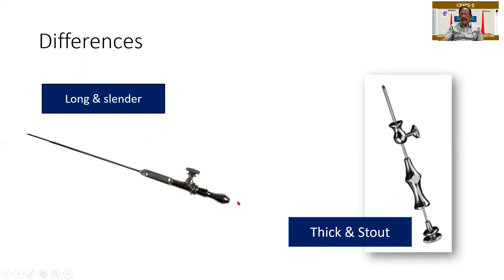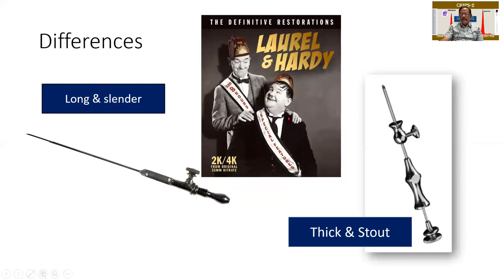Why I am saying this is students generally mix up both and write one for the other. I would like you to remember these. So Laurel for lumbar puncture is tall, lean and thin, and the other fellow is short and stout, hardy.